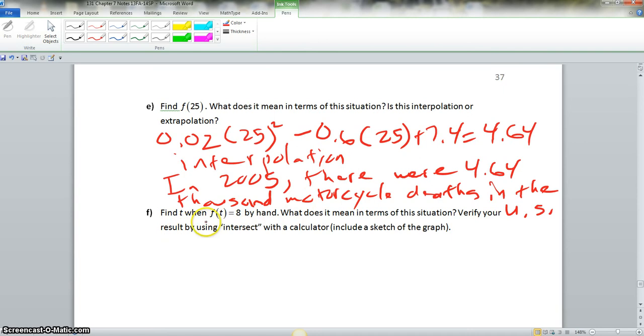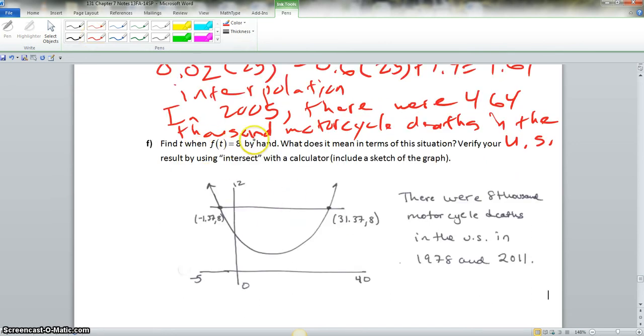Now it says find t when f of t equals 8 by hand. What does it mean in terms of the situation? Verify your results by using intersect with the calculator. Include a sketch of the graph. Okay, so first of all, we need to get rid of the by hand. We could just put this in our calculator.